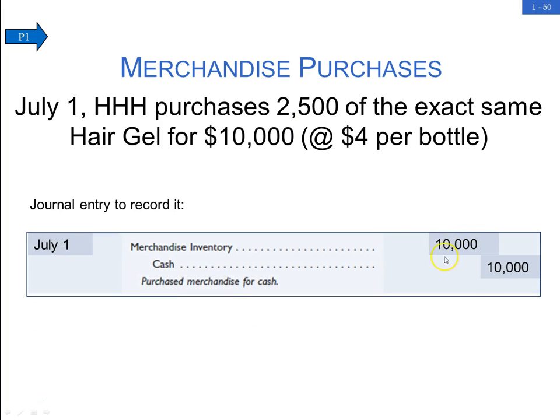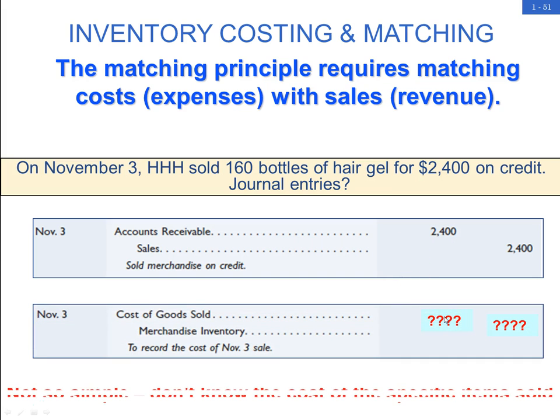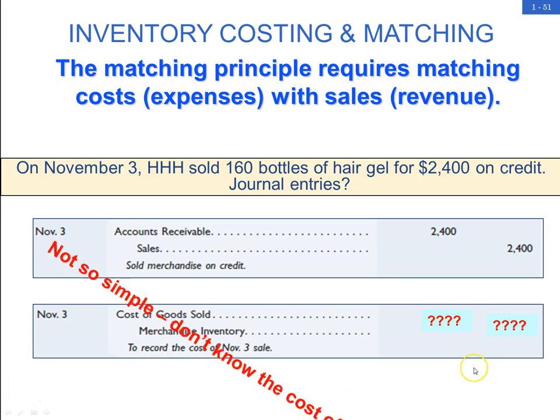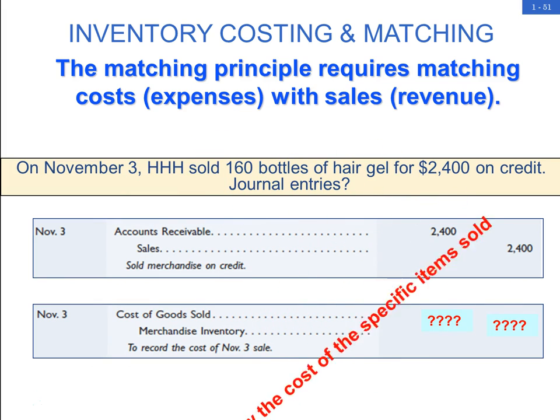So same journal entry here, but we've got now 4,500 bottles of hair gel at different costs. So in the future, when we make a sale on November 3rd of 960 bottles, or $2,400 of hair gel, what's the cost that we input there? Are we assuming that we sold the $4 bottles, the $5 bottles? Do we know? We don't know. It's not that simple.